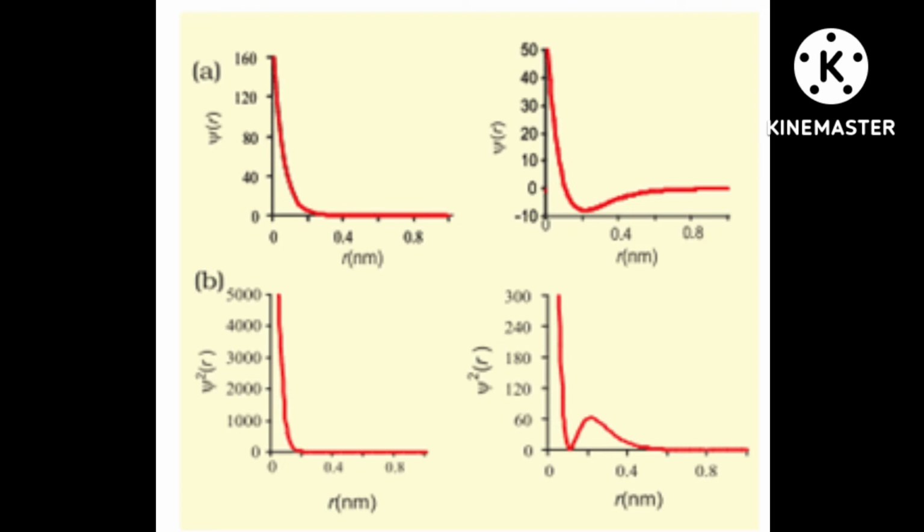Using SPDF notations, describe the orbitals with the following quantum numbers. The quantum numbers are given. Then, using SPDF notation, describe the orbitals.